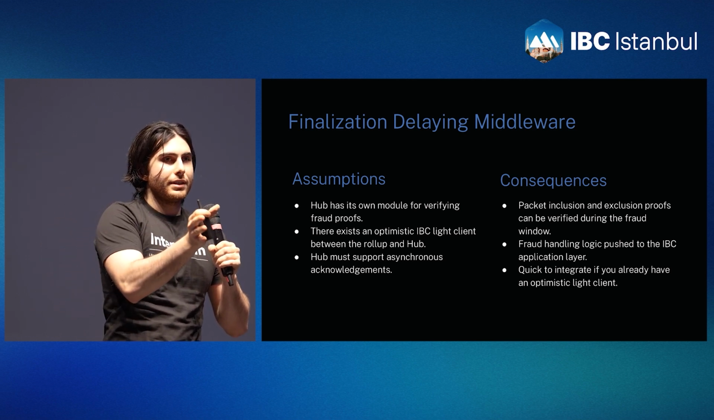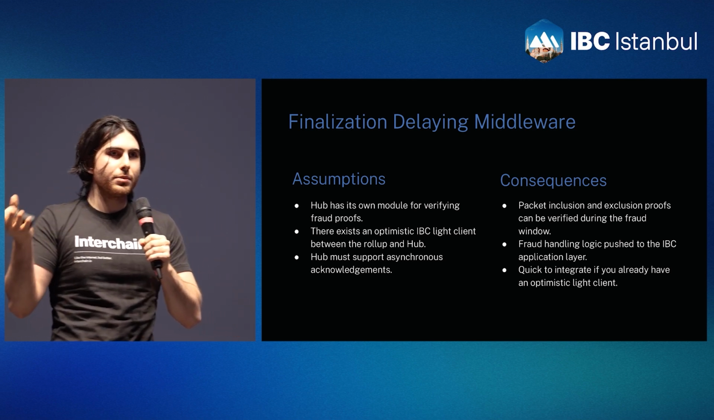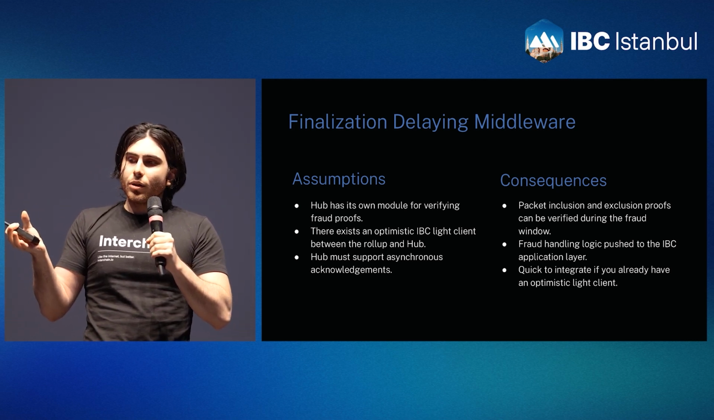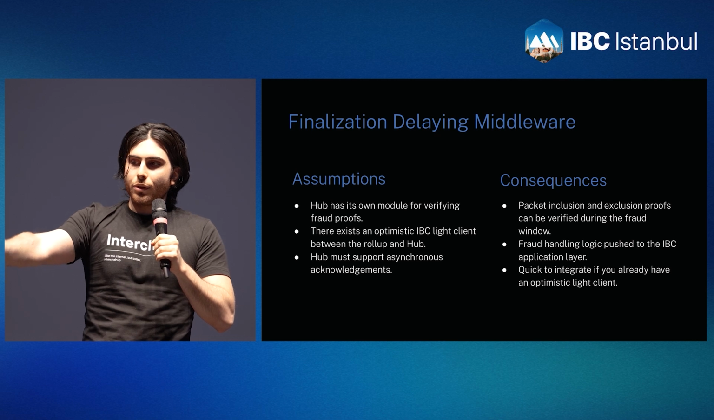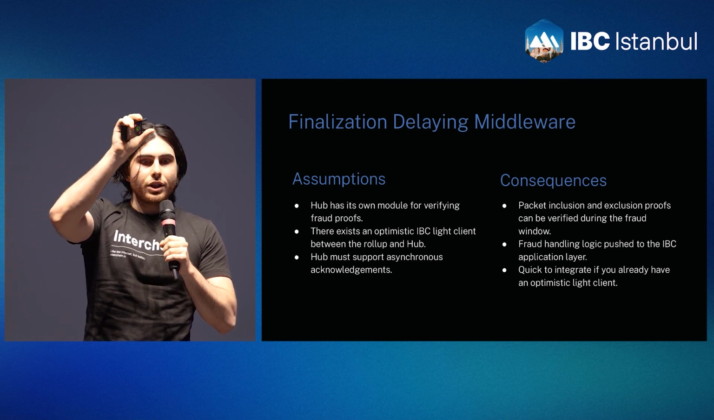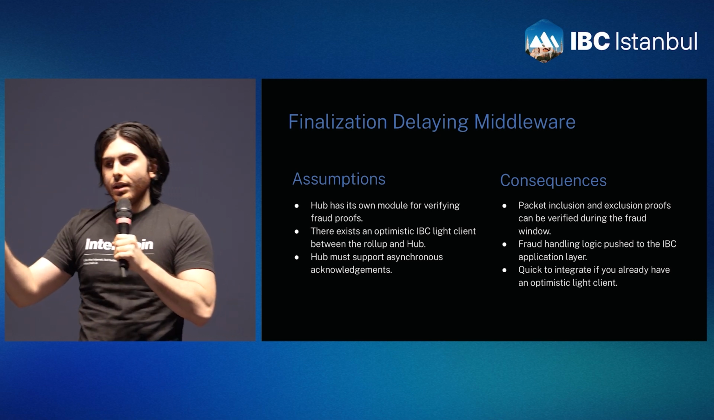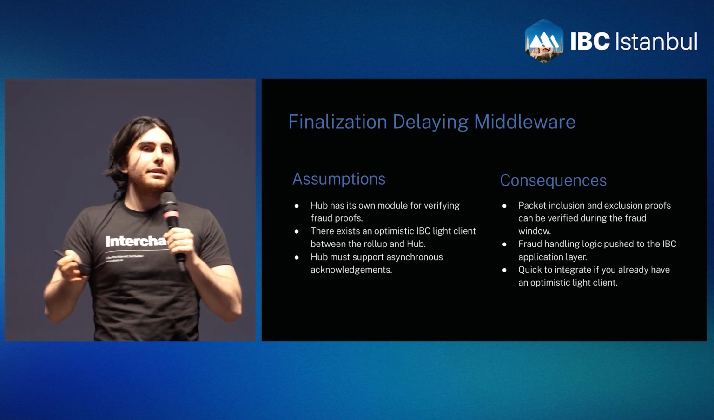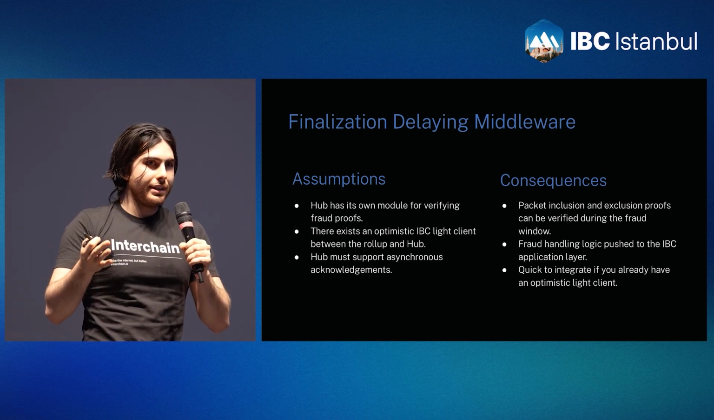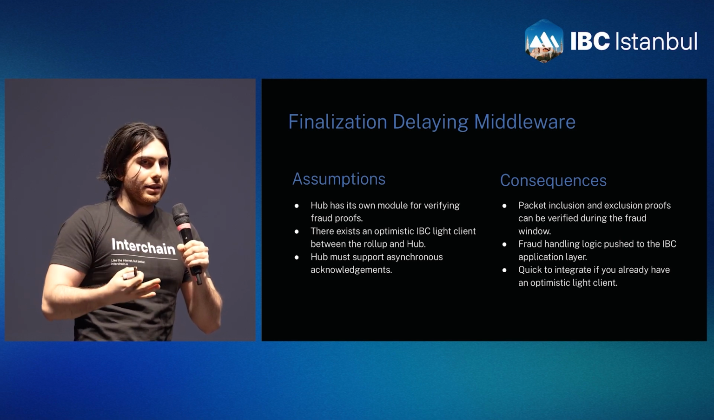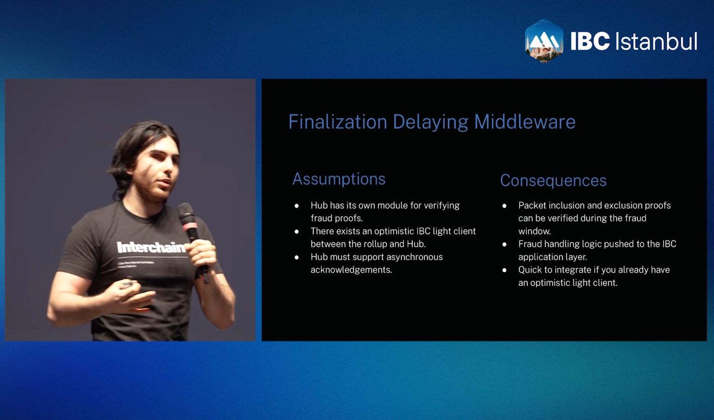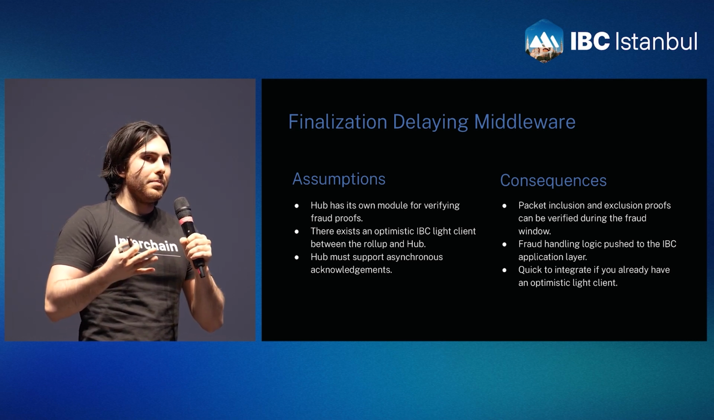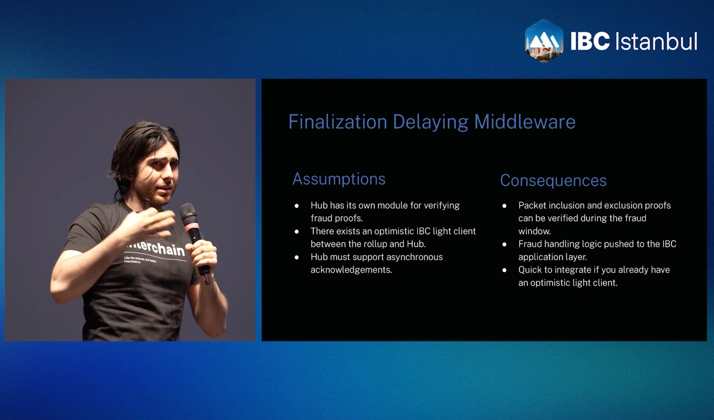That means the hub itself is its own sovereign chain maybe, or a Cosmos chain, or a Tendermint chain, or some chain that already has connections to other chains. So this middleware is only going to work for the connection between the rollup and the hub. The optimistic IBC-like client means this: we are assuming that if the sequencer wasn't cheating, then we would be able to verify packets. So that's what I mean by an optimistic light client. An optimistic light client basically assumes that the opposite side is always correct.